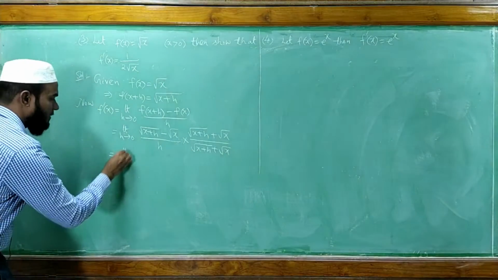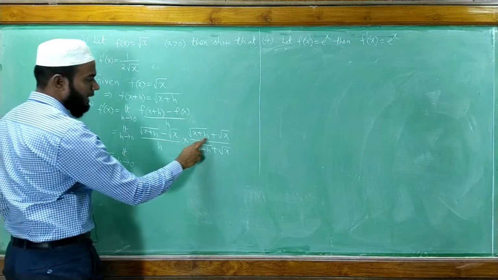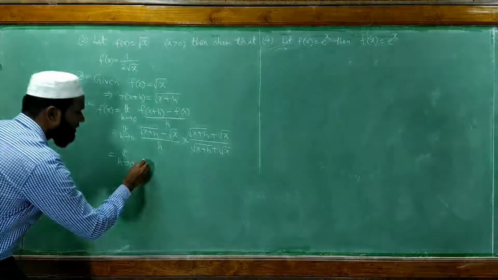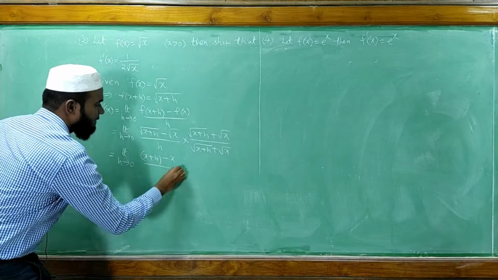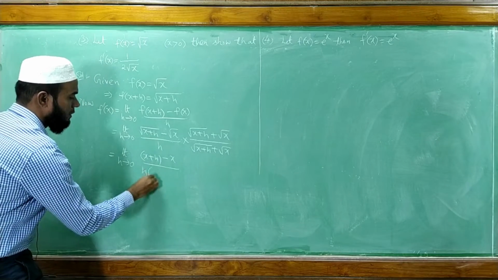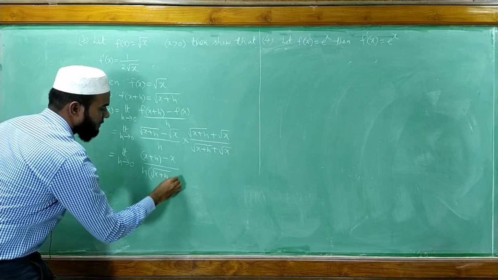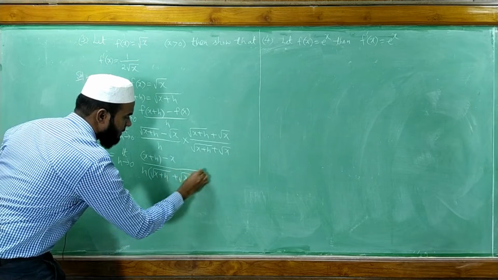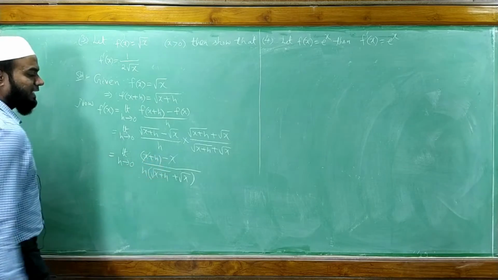Then further, limit h goes to 0, what will happen? (a minus b) into (a plus b) is a square minus b square, that is x plus h minus x, divided by h into square root of x plus h plus root x, right? Here what will happen? This plus x, this minus x will get cancelled.